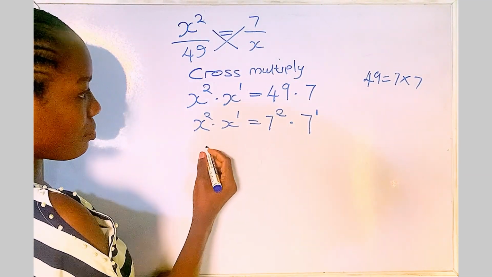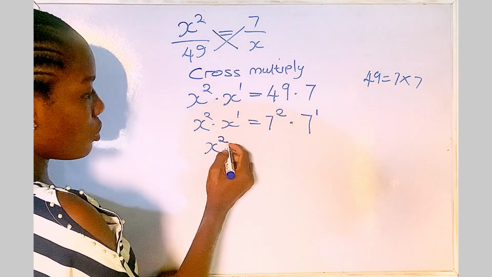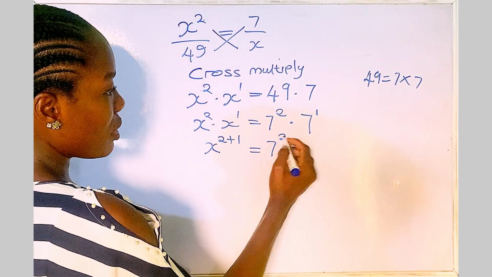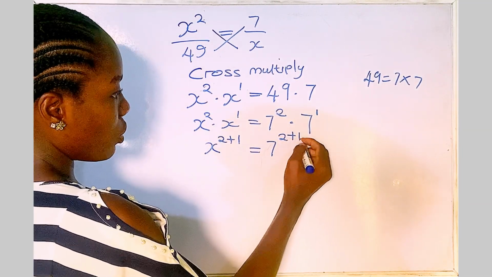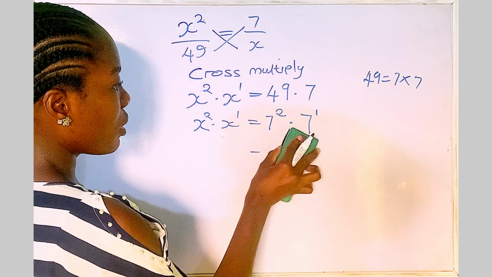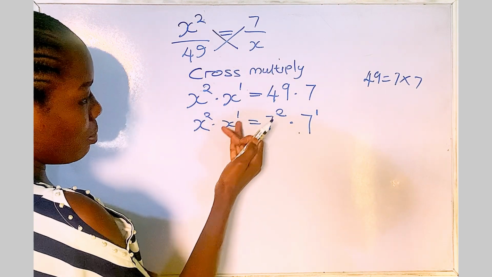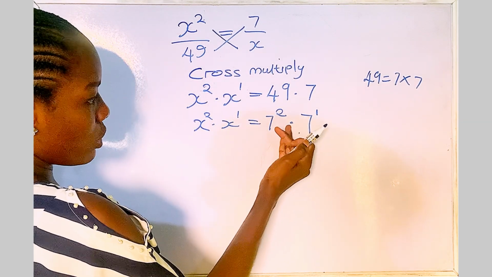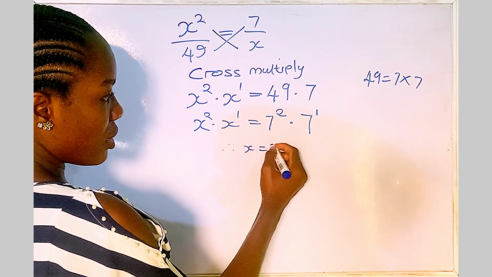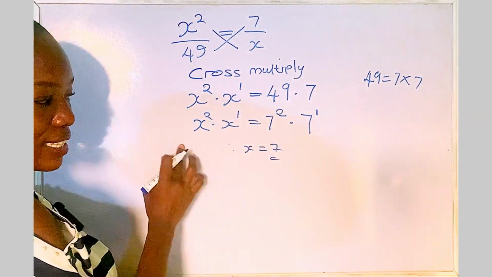Now, you see that here is x to the power of 2 plus 1 is equal to 7 to the power of 2 plus 1. So I want to bring out something from this video. Here, you see that x to the power of 2 multiplied by x to the power of 1 is the same thing as 7 to the power of 2 multiplied by 7 to the power of 1. Automatically, x is equal to what? 7. That is the answer of this equation. From this, looking at it now, you see that x is equal to 7.